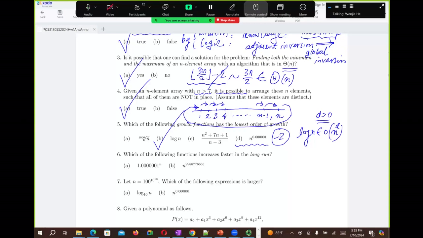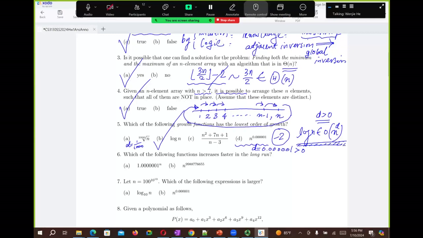So in option A, d equals 1,000. In option D, d is a constant equal to 1/millionth. But no matter how small it is, it's positive. So for those students who selected the wrong one, you need to know this result. That's very important.